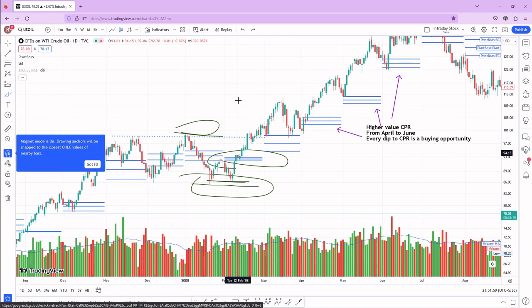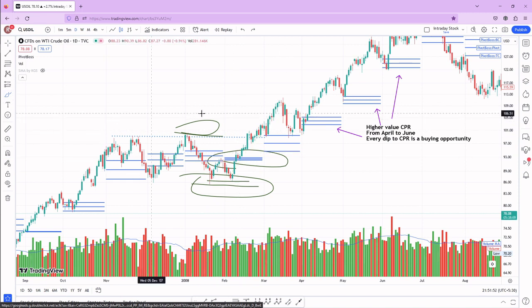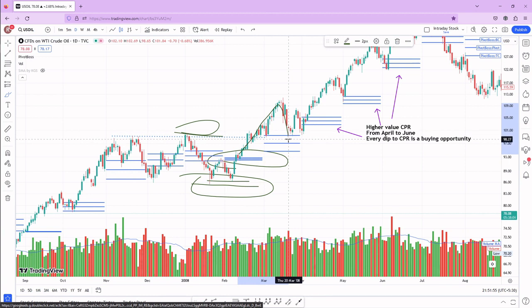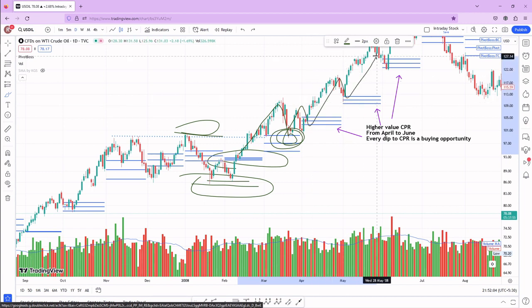After that higher value CPR, let me remove some drawing. After making the higher value CPR, the market is going up, coming to CPR, considering CPR as a good support zone, and then bouncing from there. Again it came to CPR and again it went up. Again it came to CPR and again it went up.